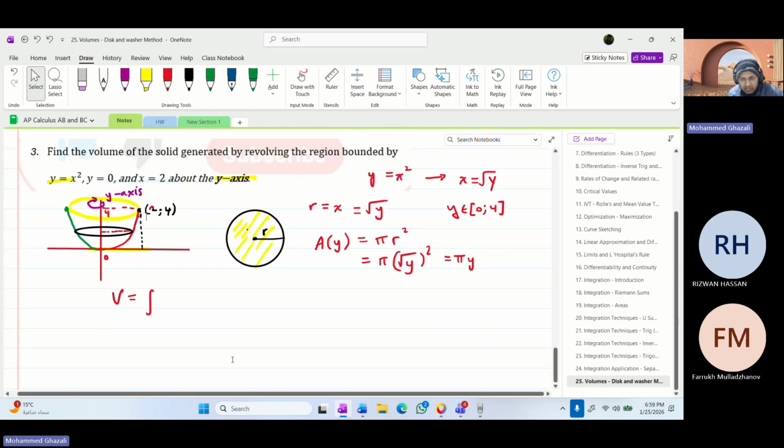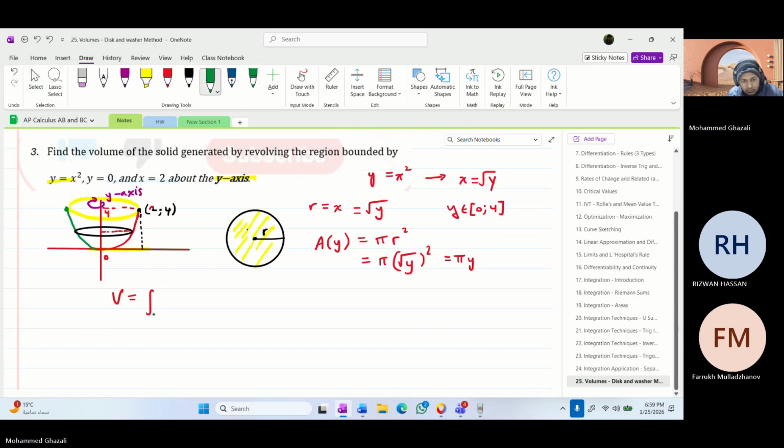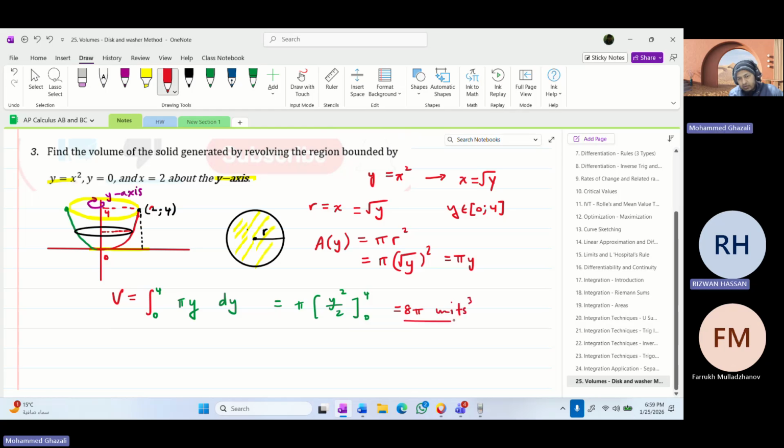So volume is the integral from 0 to 4 of pi y dy, area in terms of y. Take the pi out and integrate y. So that's y squared over 2, from 0 to 4. Are we good? If you put 4 inside, you get 16 divided by 2, which is 8. So I got 8 pi units cubed. Correct. That's your volume. Easy.